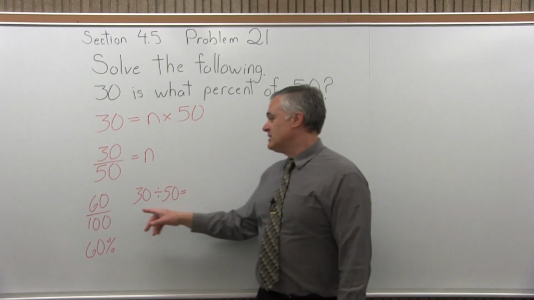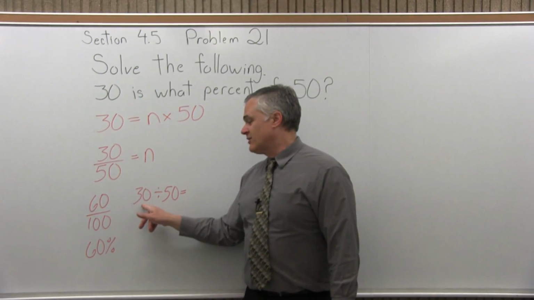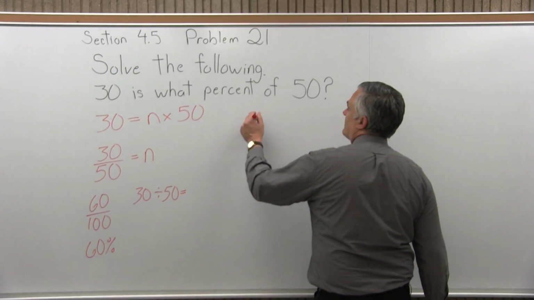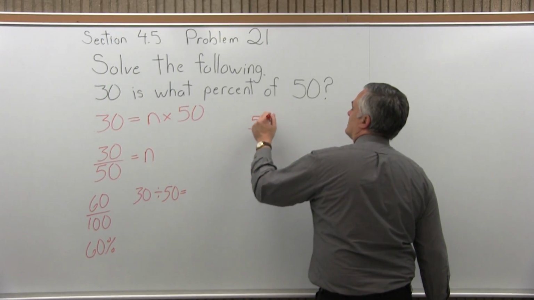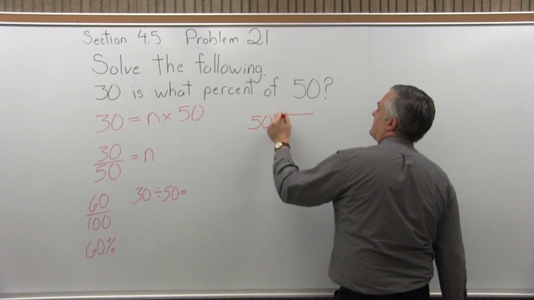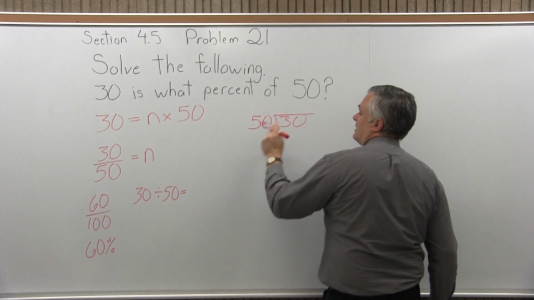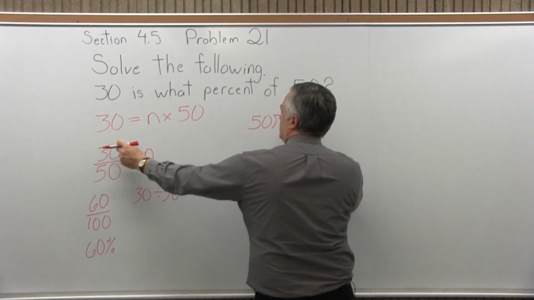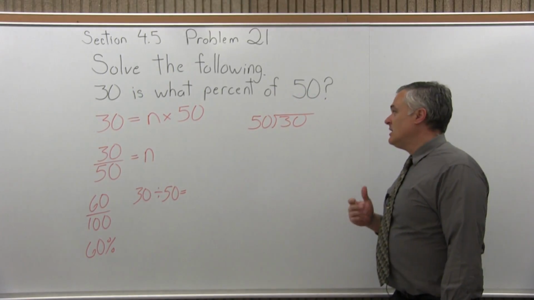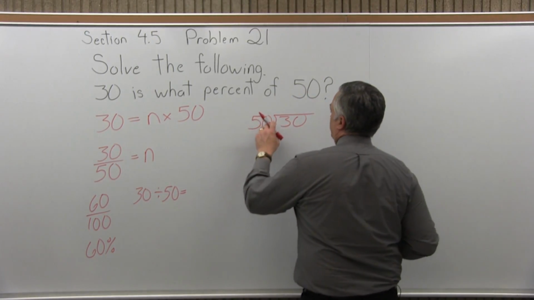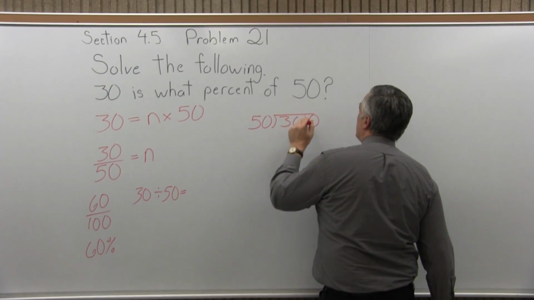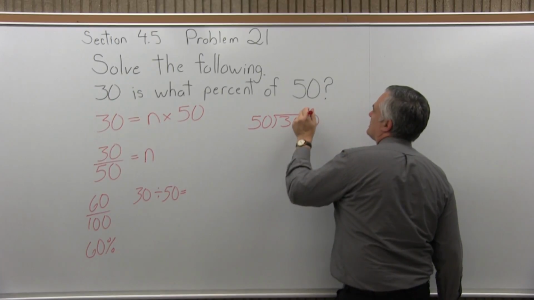If you don't see that you can make the denominator a 100 and your teacher won't let you use a calculator, what you have to do is 50 divides into 30. The denominator goes outside of the division symbol. The numerator goes inside the division symbol. And now 50 won't really fit into 30. 30 is not big enough. So think of it as a 300, but it's really 30.0.